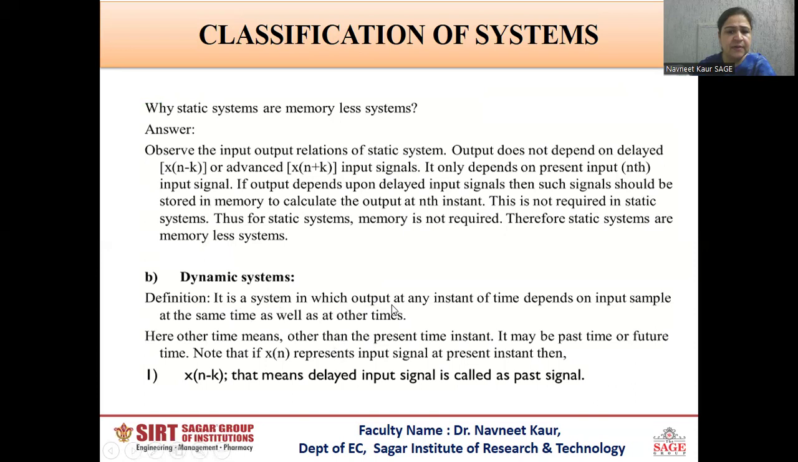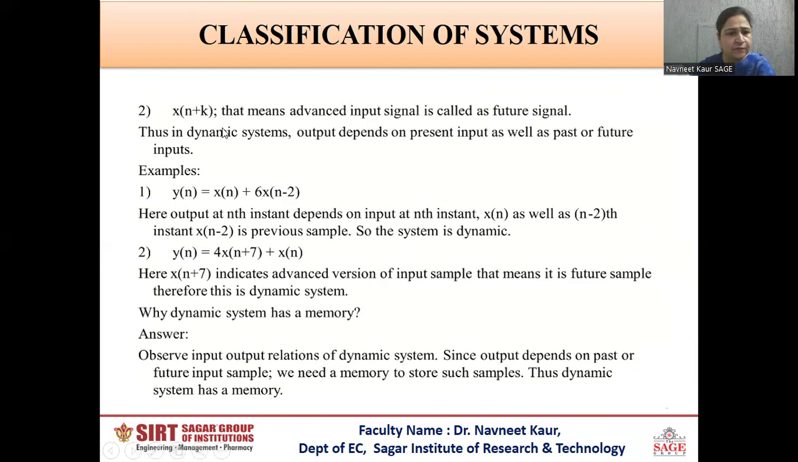Whereas in a dynamic system, output at any instant of time depends on input samples at the same time as well as at other times also. That means it can depend on the past signals or it can depend on the future signals also. So here we will consider an example: output at instant n depends on the present input and also on the past input. So this system is dynamic. Similarly, here output at the nth instant depends on the future input and present input. So this system is also a dynamic system. So I can say a dynamic system has a memory.